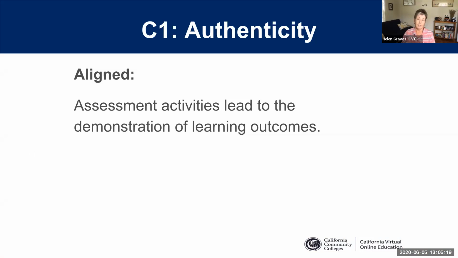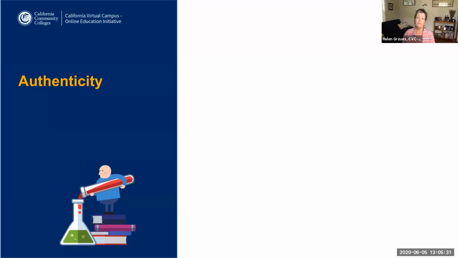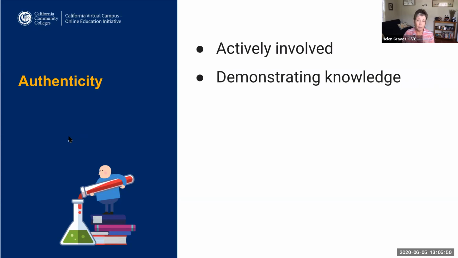C1 is about authenticity, and the definition is assessment activities lead to the demonstration of learning outcomes. And demonstration is that key word. Assessment is very much tied to learning objectives, and it's never more apparent than in rubric elements C1 and C2. C1, authenticity, has to do with making sure assessments are meaningful. The key criteria are that students are actively involved and are demonstrating knowledge.